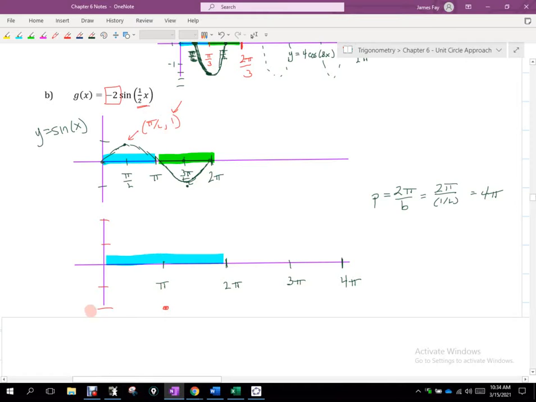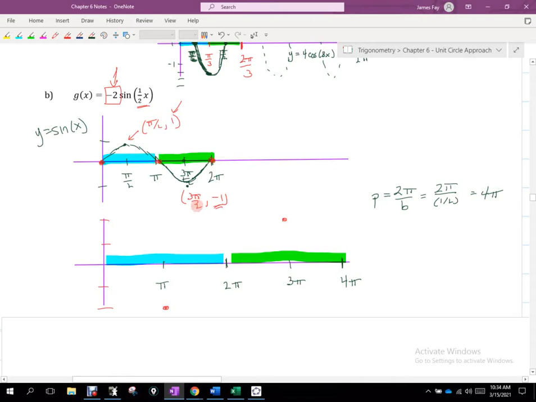Is that okay with everybody? Now halfway in on the green interval, we were at a height of negative 1. So now halfway on this green interval, we should be at a height of positive 2. This point here at 3 pi over 2, comma, negative 1, gets multiplied by that negative 2 and turns into positive 2. What happens with these x-intercepts? What happens to those y values?